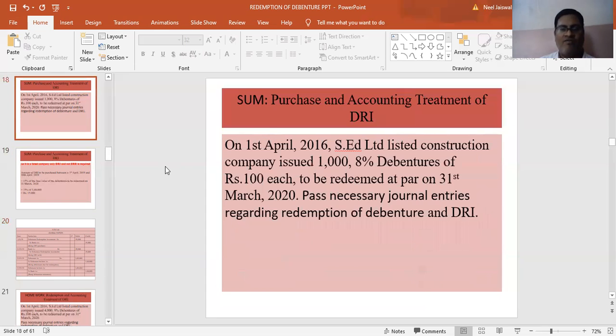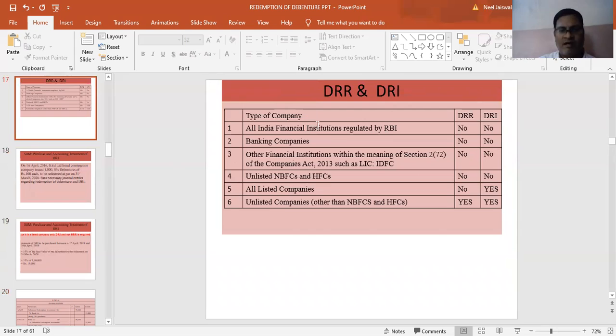For these companies, that is all India financial institutions regulated by RBI, banking companies, LIC, IDFC, financial institutions, that is unlisted NBFCs and HFCs, they require only 2 entries for redemption. One is what? One is debenture to debenture holder, and then debenture holder to bank. For all listed companies excepting financing companies, they require to pass 4 entries. The first 2, that is debenture to debenture holders, and debenture holders to bank. These 2 are core entries required for each and every type of company.